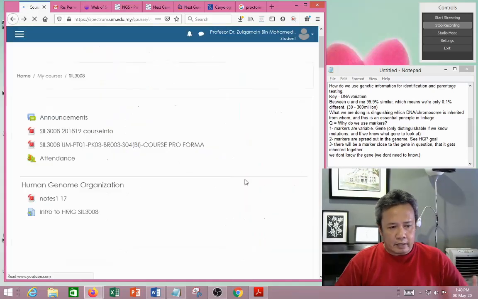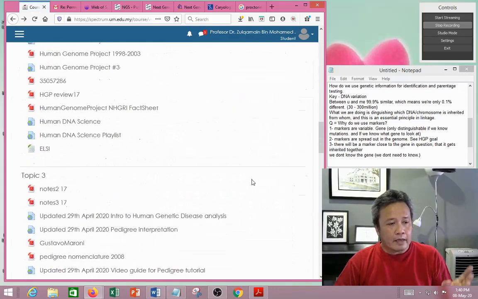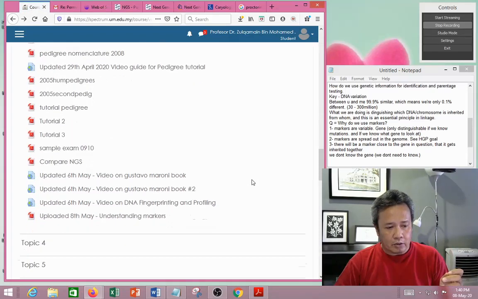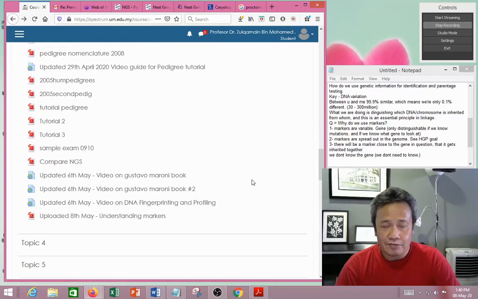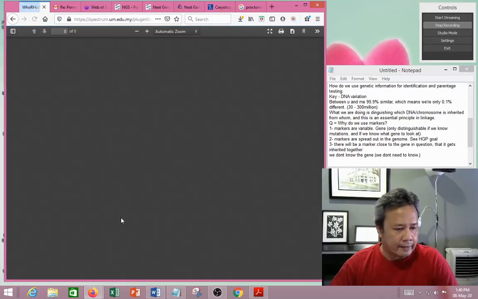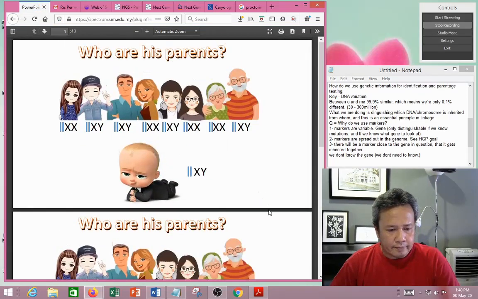So as I said, I've described pedigree analysis. I have talked about fingerprinting, and in this video I'm going to talk about the importance of using markers. So I've uploaded this document. It's just a simple exercise. It has three pictures. So let's just look at the first one, right?